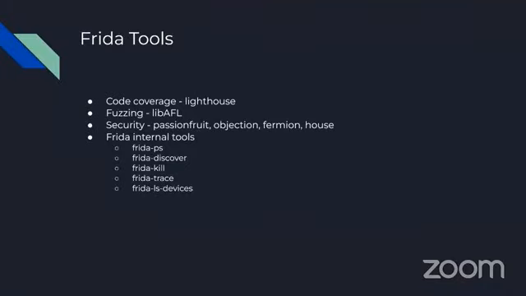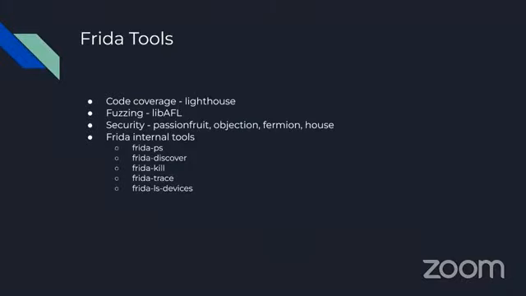And then there's this tool called Objection by Sensepost company. It's again a really powerful tool if you're working with Android and iOS applications. Next we have Fermion. It's sort of like a Frida IDE. I would say it's again an amazing tool. And next we have House by NCC Group. It's again used for Android and iOS mobile application pen tests. It makes life a lot easier.